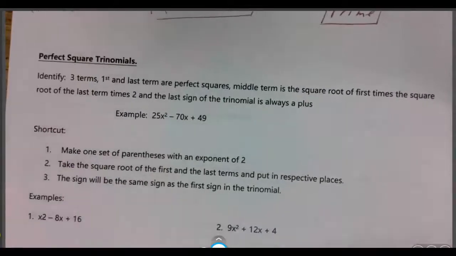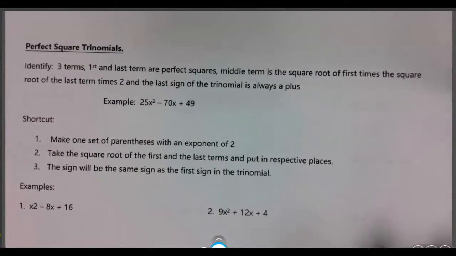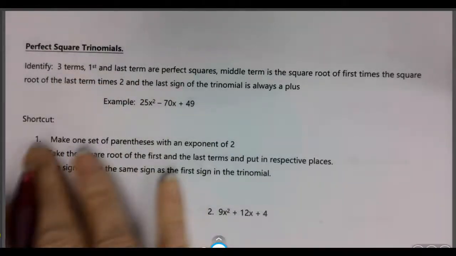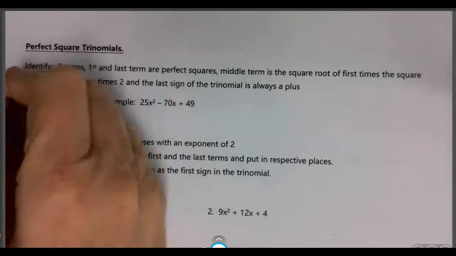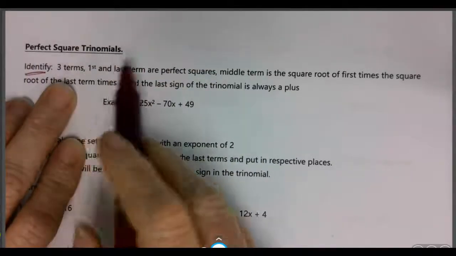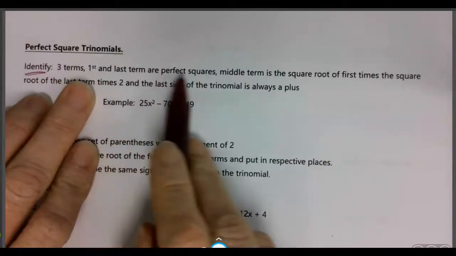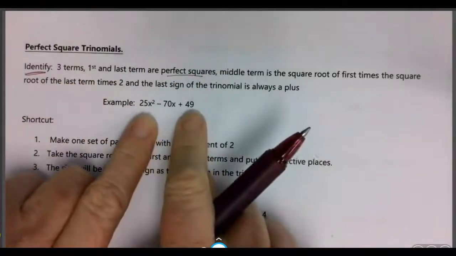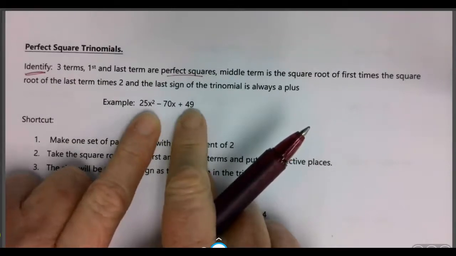Perfect square trinomial. I don't use this one as much, but you need to know about it. The reason it's a pain, it's not a pain to factor. You can see that. The pain is identifying it. You have to have 3 terms. It's a trinomial. Hello, people. It's a trinomial. First and last terms have to be perfect squares. Here we go. 25 and 49. Are those perfect squares? Yes, they are. X squared, perfect squared.